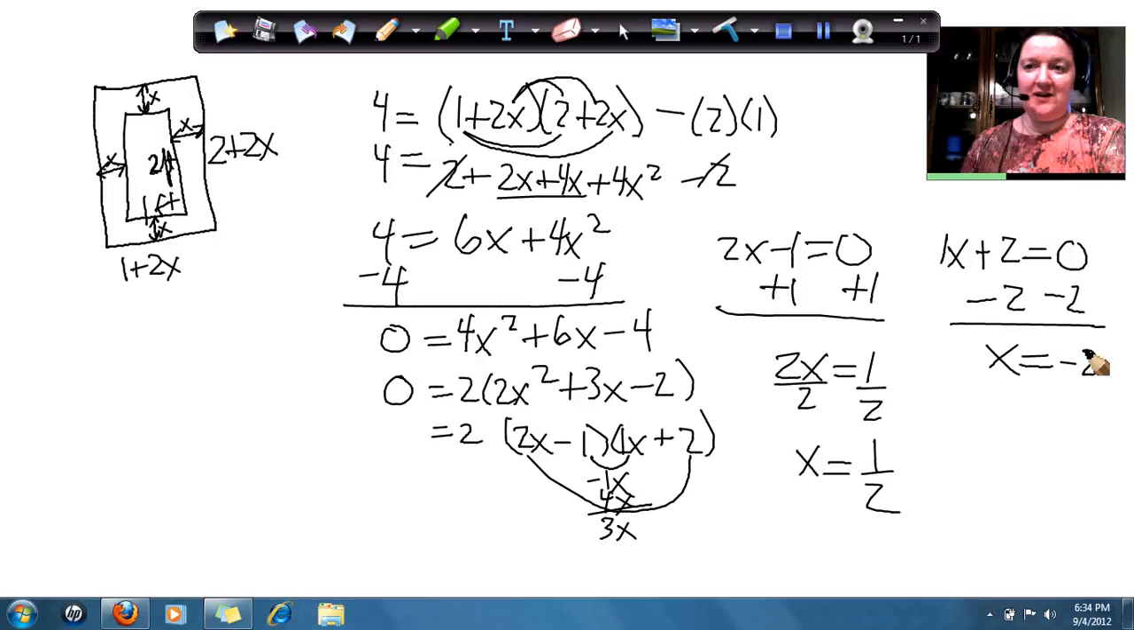And we know that we can't use a distance that's negative, so that really isn't going to work. So this is the width of the border around our stained glass window.